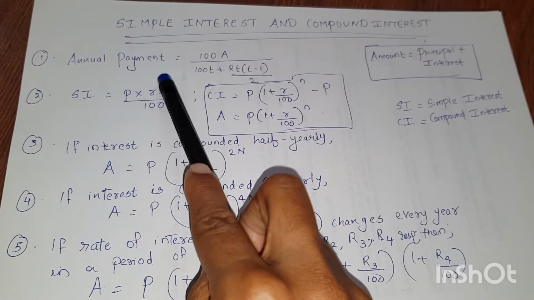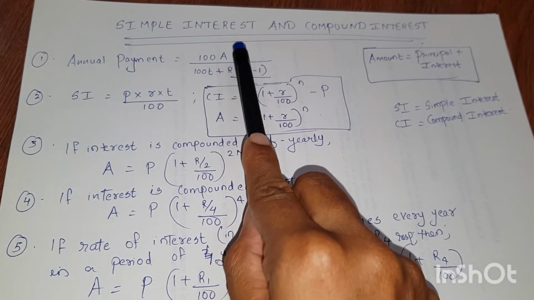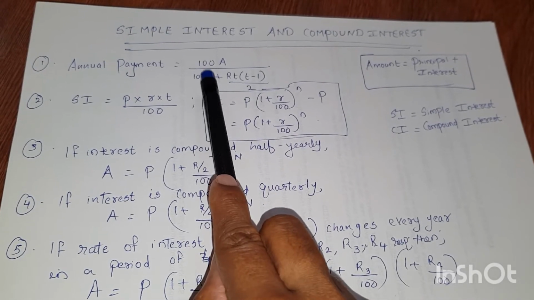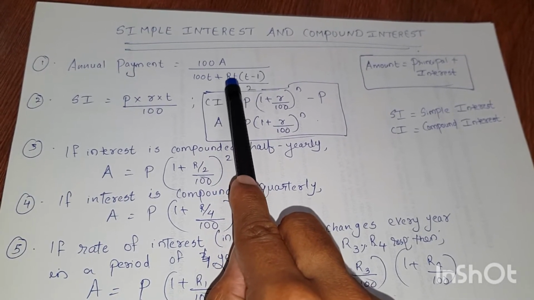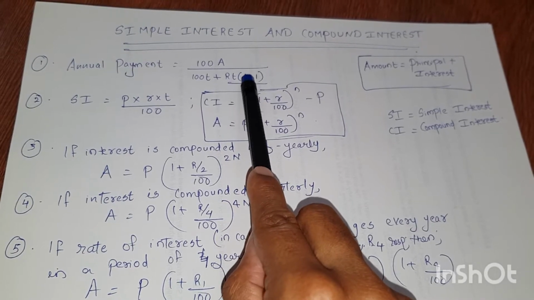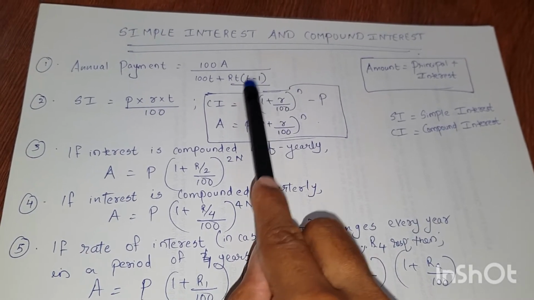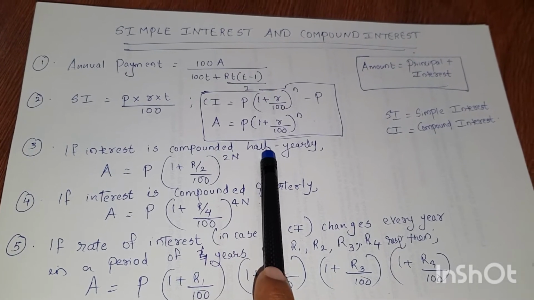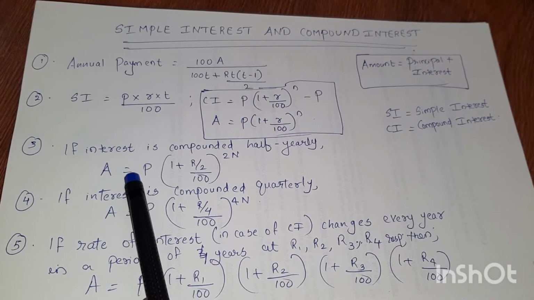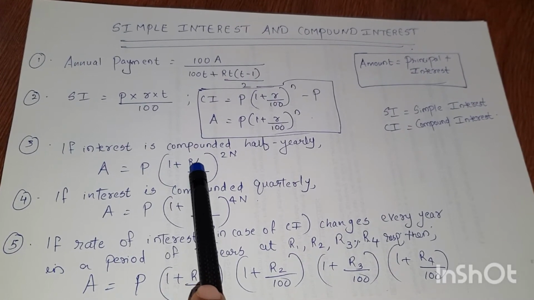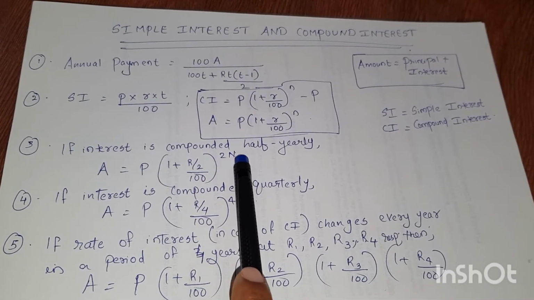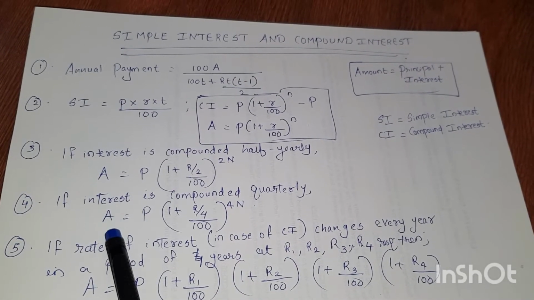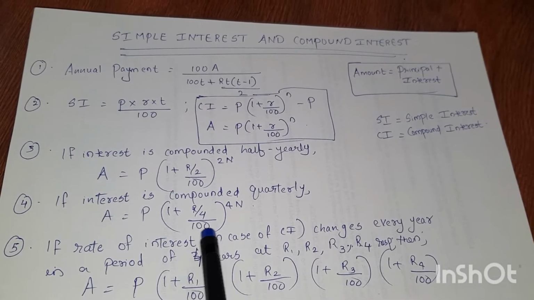So to find the annual payment, we have the formula: 100 into A, where A stands for amount, divided by 100 into T, that means number of years, plus R into rate of interest into T into T minus 1 by 2. And if interest is compounded half yearly, then we have the formula for amount: A is equal to P into 1 plus R by 2 by 100, the whole raised to 2n.